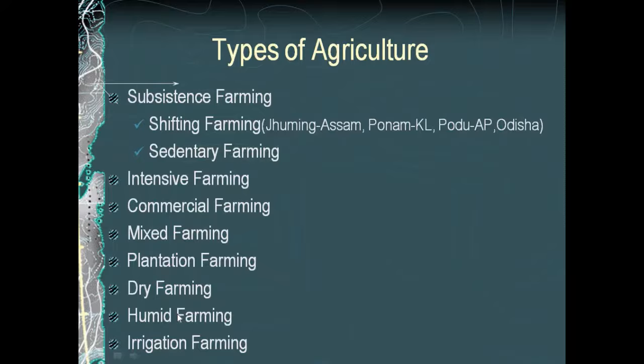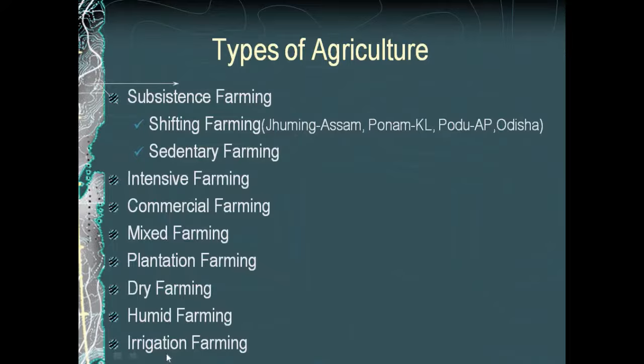Humid farming. It is the cultivation of crops in an area which receives sufficient rainfall, and they grow the crop without the help of irrigation. Commonly in the west coast we can see this, the western coast of India, which is getting sufficient rainfall. That's why it is humid farming.